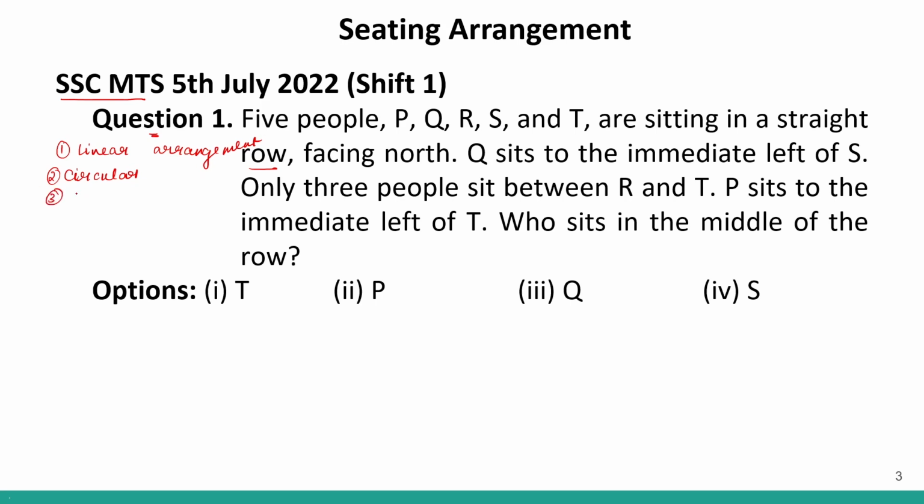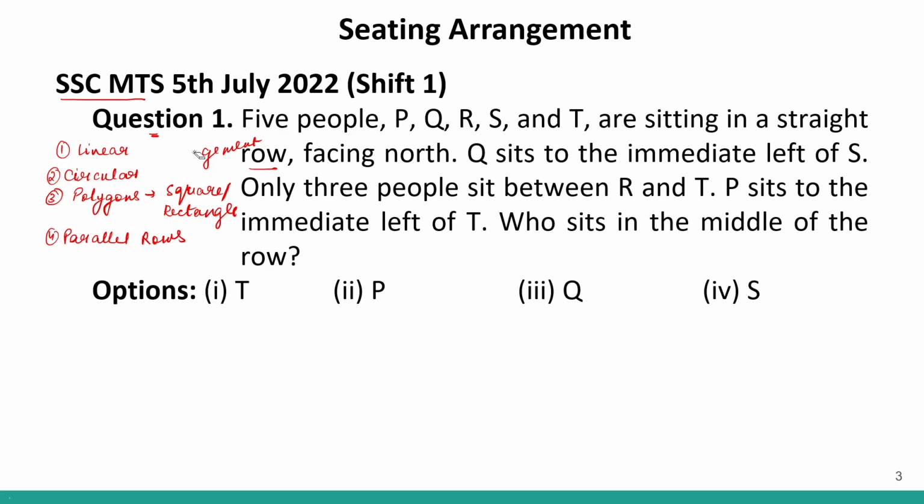Then we have sitting arrangement in polygons. Polygons means the most common are square and rectangle. This is the most common one that you get in your examinations, but you can also get the triangle, pentagon, hexagon, those kind of shapes also, but they will follow the same logic. And then parallel rows. So 2 rows are there, people are sitting facing each other, away from each other, or towards the same side. So these are the 4 types of seating arrangement questions we discussed.